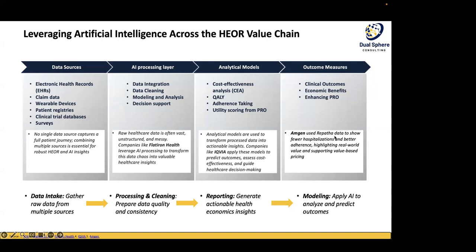Example, Amgen uses Repatha data to show fewer hospitalizations and better adherence, highlighting real world value and supporting value based pricing. How it works: data intake, gather raw data from multiple sources, processing and cleaning of data, reporting, and then modeling, apply AI to analyze and predict the outcomes.